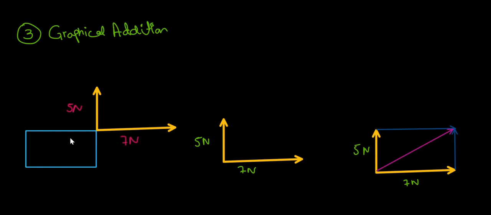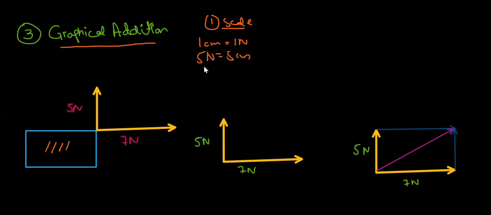In the third scenario, you do have 2 forces acting on one box, but they're not in the same direction and they're not in opposite directions either. One might be towards the top, one towards the right. What you do in this scenario is called graphical addition. The first step is to make a scale, because you need to redraw these arrows, which represent force, on your paper with the scale. An appropriate scale here would be 1 centimeter equals 1 newton, and make sure your scale is appropriate because you do get marks for that. So 5 newtons would be 5 centimeters, and 7 newtons would be 7 centimeters.